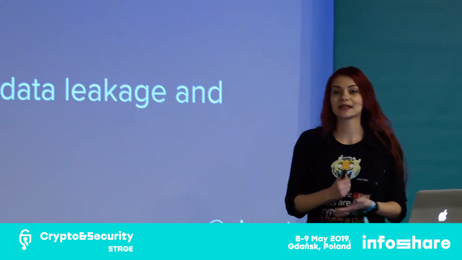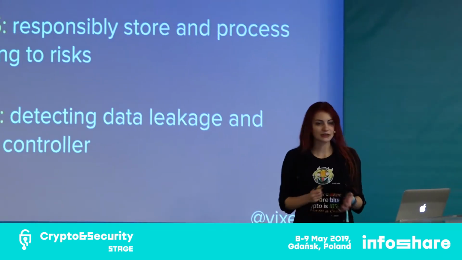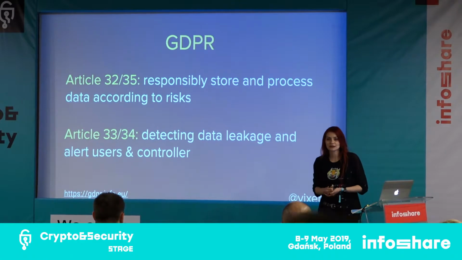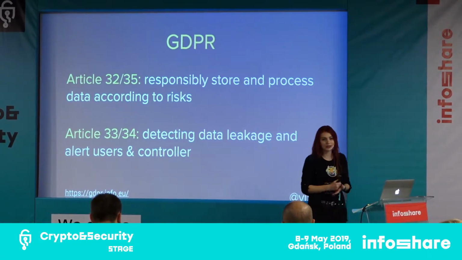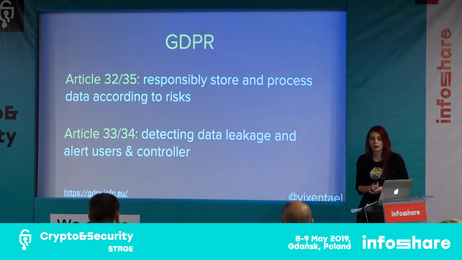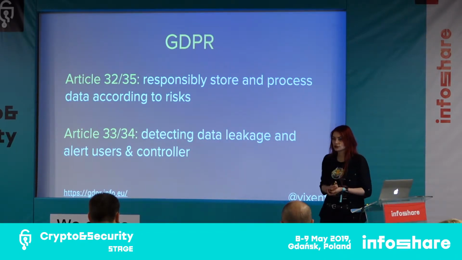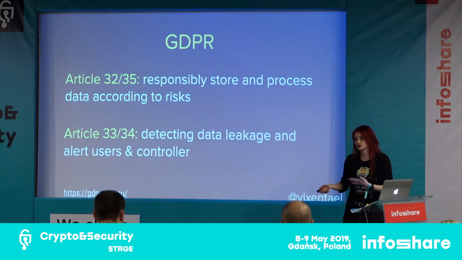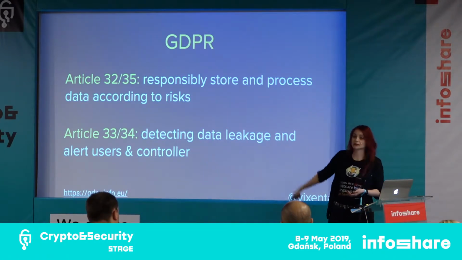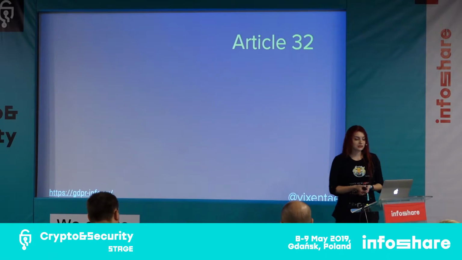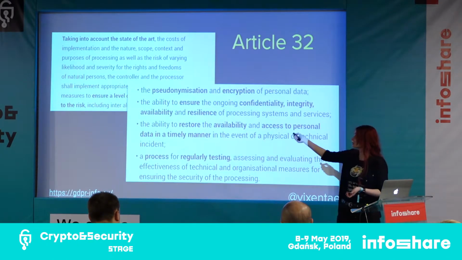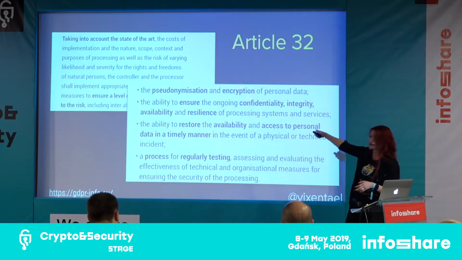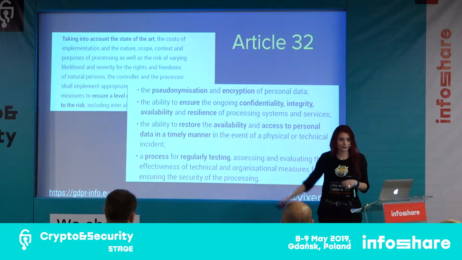If someone tells you that GDPR is not about encryption, show them these articles. Article 32 and Article 35 are about how to process and store data securely. Articles 33 and 34 are about how to monitor for data breaches and how to tell your GDPR regulator and your users what just happened. So these are articles about data security. For example, Article 32 says that, taking into account the state of the art, you should use pseudonymization and data encryption. Black and white, GDPR.